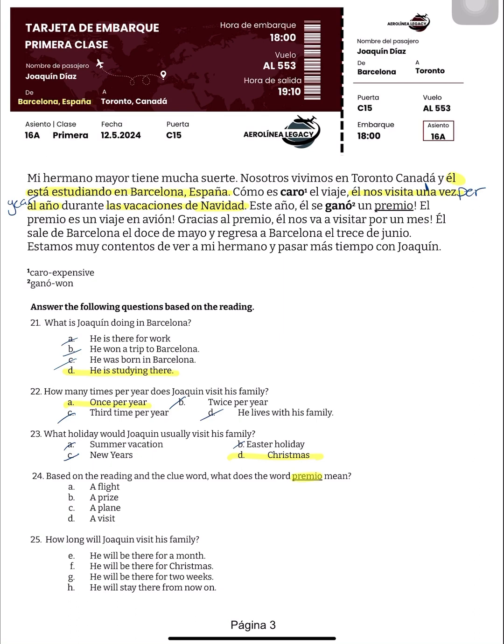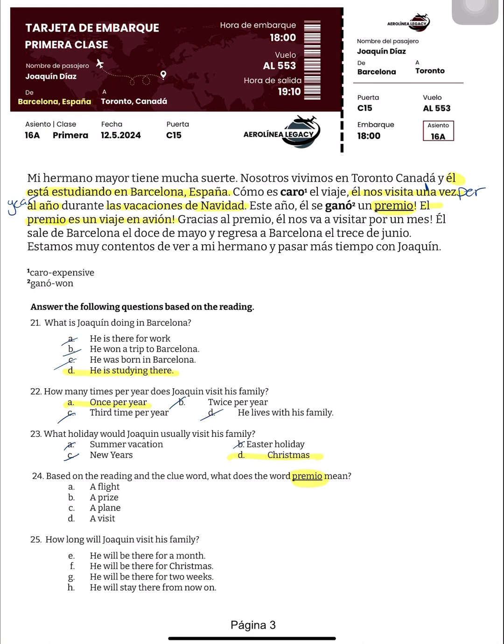Based on the flight and the clue word, what does the word premio mean? So now I need to make sure that I look for the word premio. I'm going to highlight it here. And it tells me, este año, this year, he won. Okay, so he won un premio. Okay. El premio es un viaje en avión.